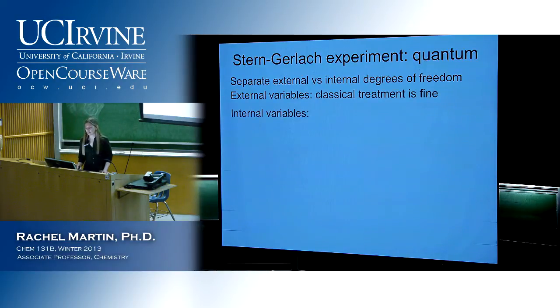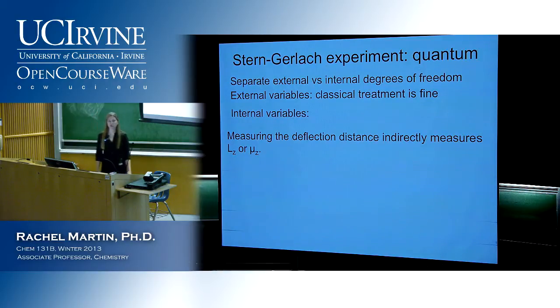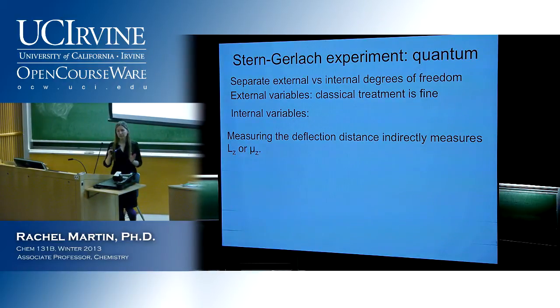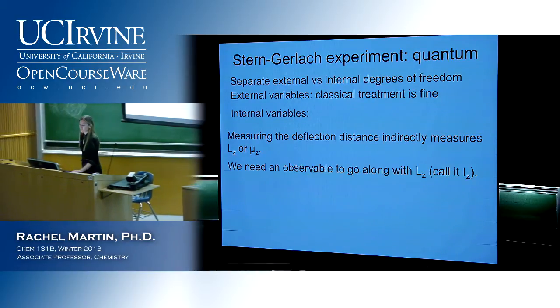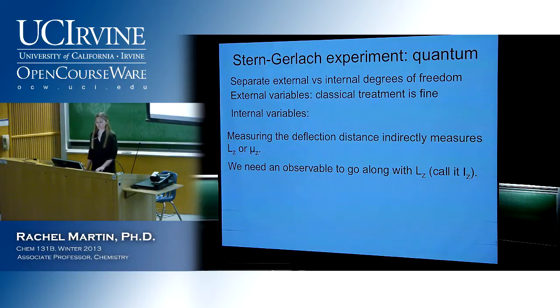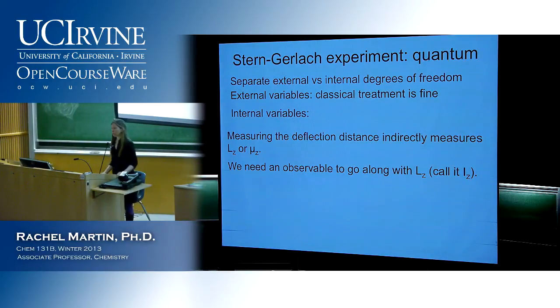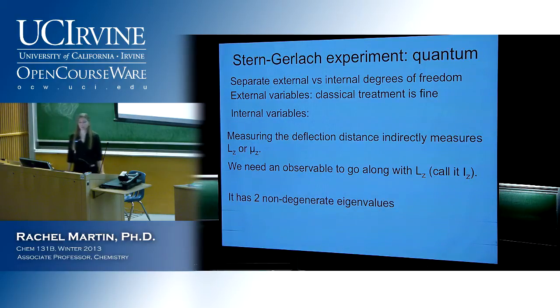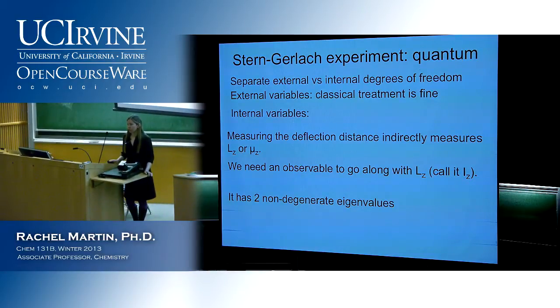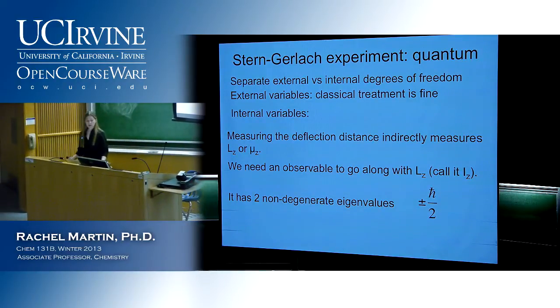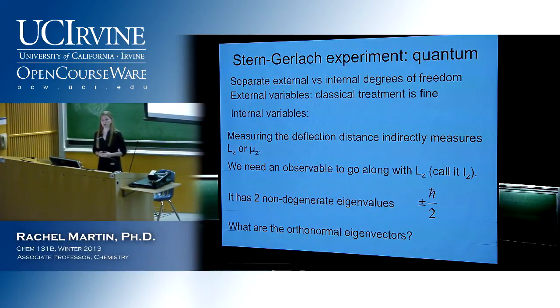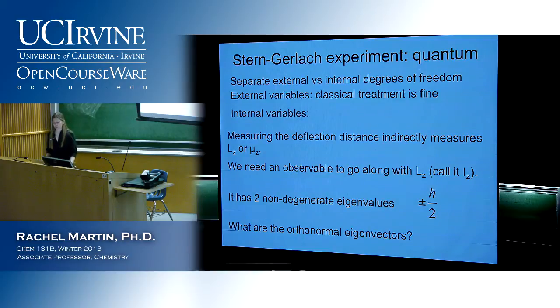And if we look at this using the quantum picture, which it turns out that we need to figure out what's going on, we already know that measuring this deflection distance, so how much the position of these atoms deviates from the expected classical result, is measuring LZ or mu z. We need a quantum observable to go along with LZ, the z angular momentum. And so we call it IZ. So this is one of the postulates of quantum mechanics, right, from last quarter. So for every quantum operator, you need an observable to go along with it. And this observable has two non-degenerate eigenvalues. It's in increments of h bar. So it's plus or minus h bar over 2.